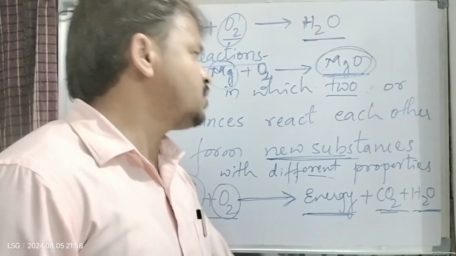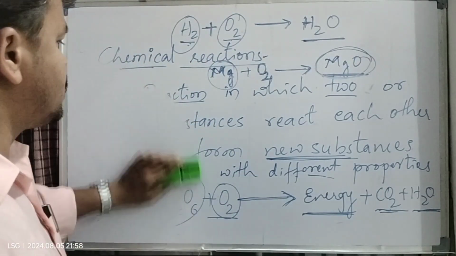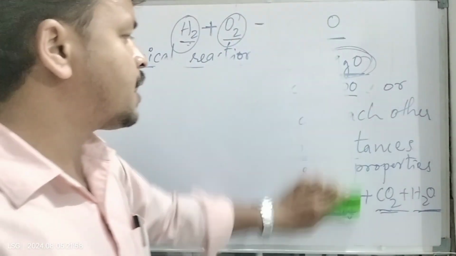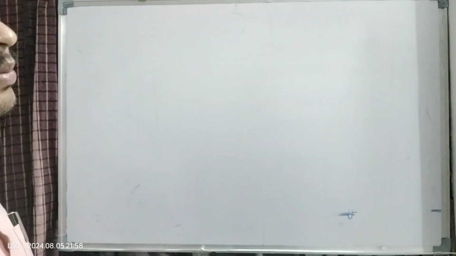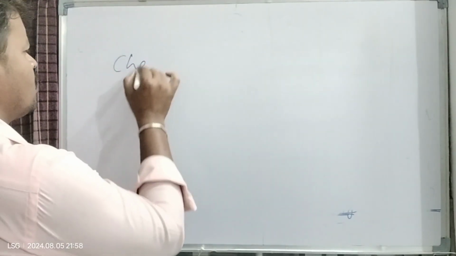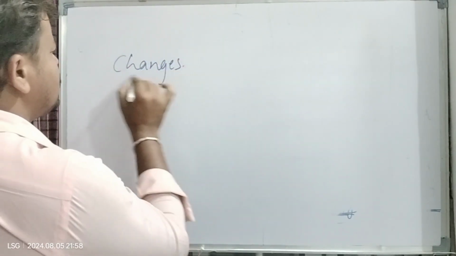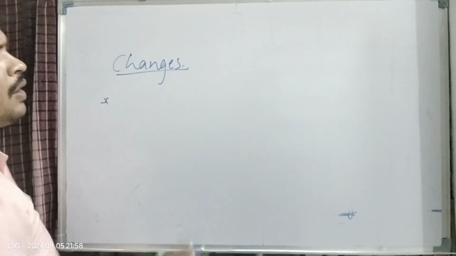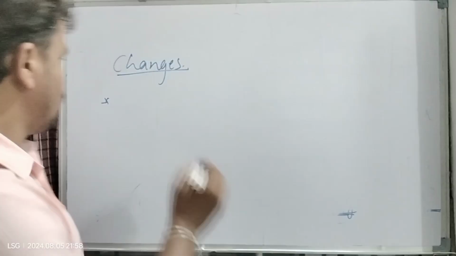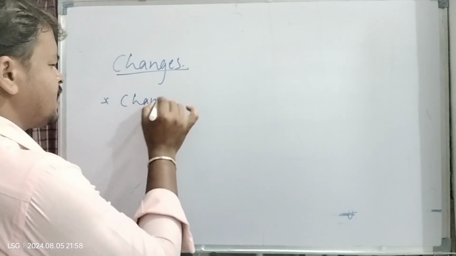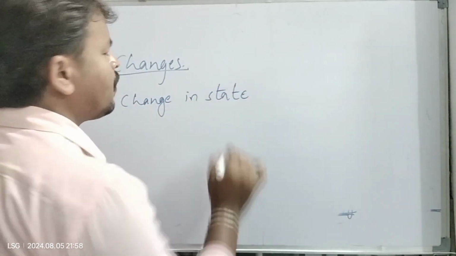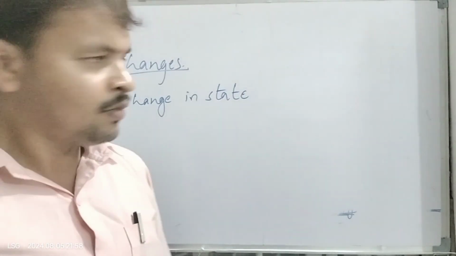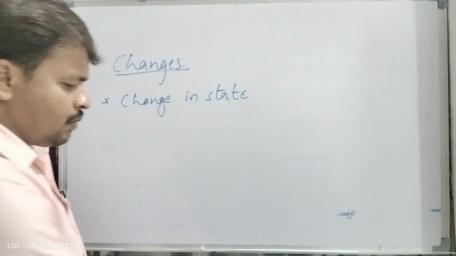So what happens during a chemical reaction? What changes can be observed, or what are the changes that occur during a chemical reaction? We can study that. What are those? The first one is change in state. The state of the matter can be changed.